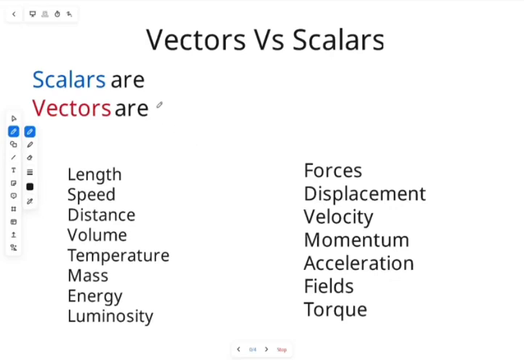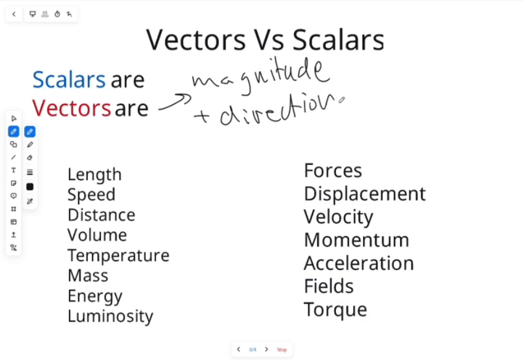Vectors and scalars are a way of representing measurements in physics that's crucial to understand whenever you're taking any physics course. So scalars are measurements that basically have only magnitude, while vectors have a magnitude, but they also have a direction, right? So let's take some examples.